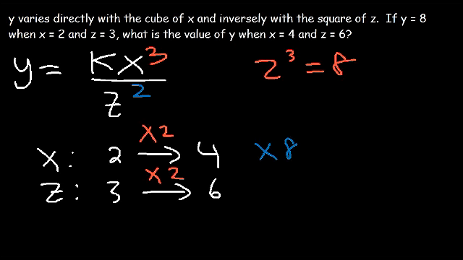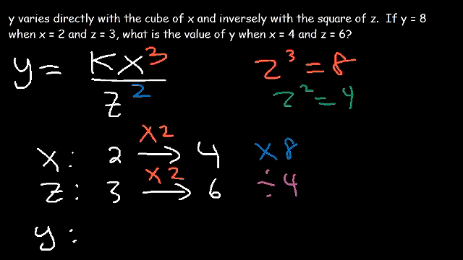Now what about z? If we double the value of z, what effect will that have on y? So notice that y is inversely related to z. So that means that as z goes up, y goes down. But notice that we have the square of z. z increases by a factor of 2, and 2 squared is 4. So since z is on the bottom, y is going to decrease by a factor of 4. So we need to divide y by 4.